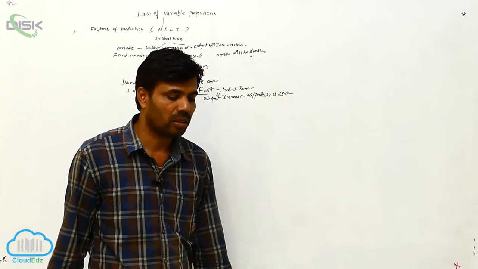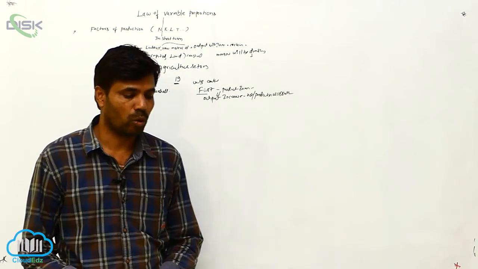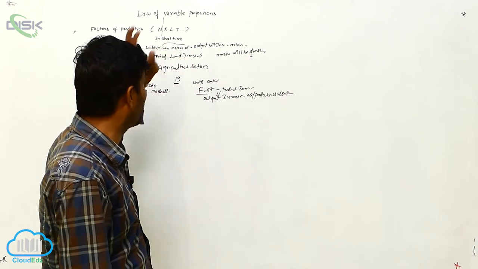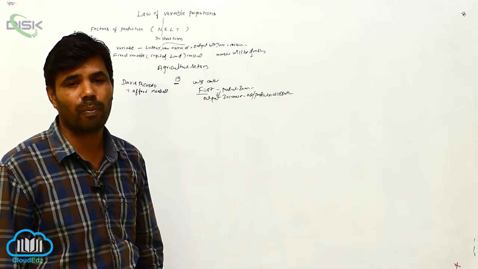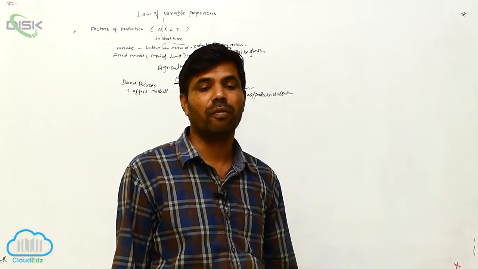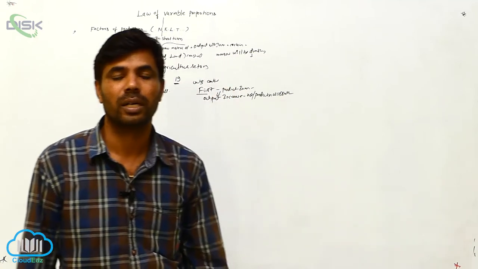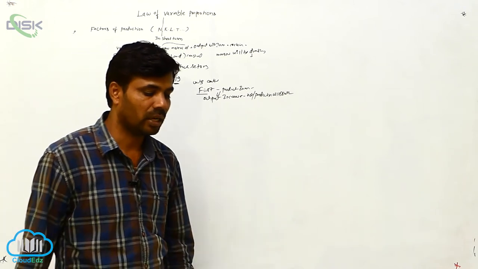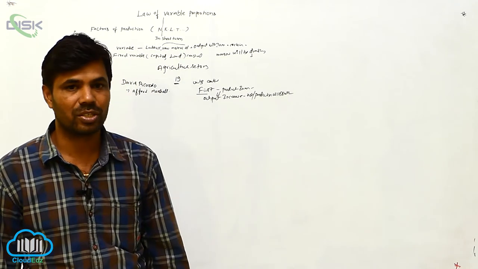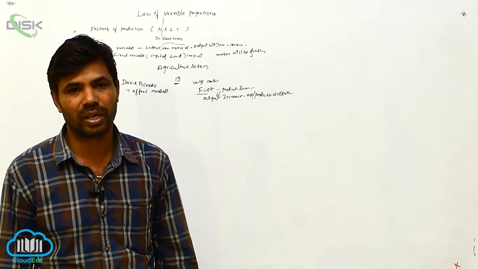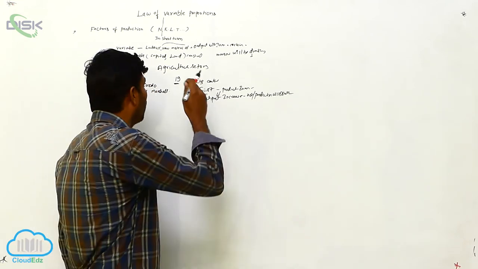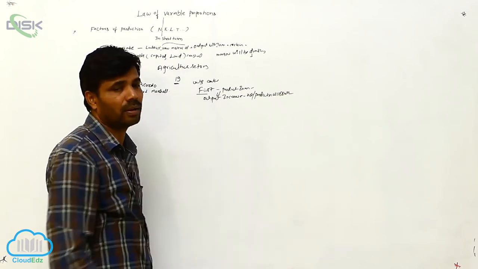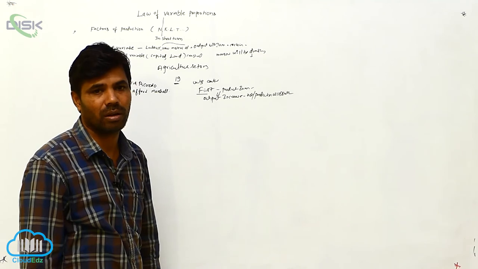The law operates in the short term. The law of variable proportion is applicable to which term? You have to take the short term only, it is not applicable to the long term. The techniques of production remain constant. Techniques of production remaining constant means what is constant? Capital and land, both are constant. These are technical things.